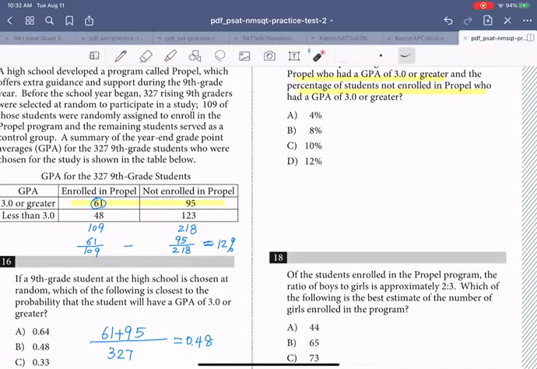Do you get the same answer as what I do over here? Yes. Good. 12%. Okay. That's what this question is asking you for.